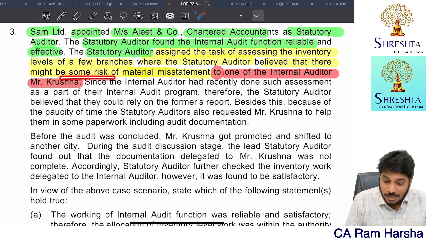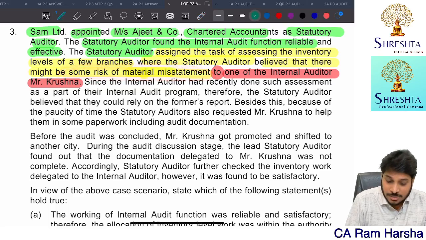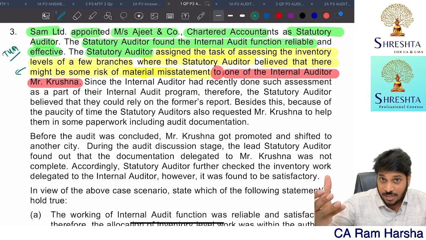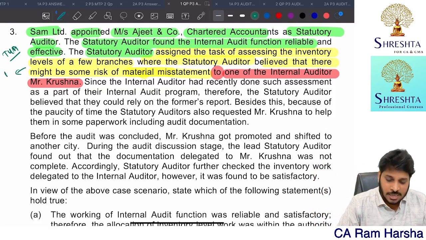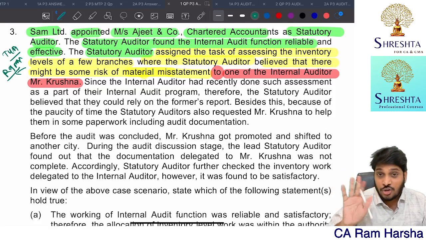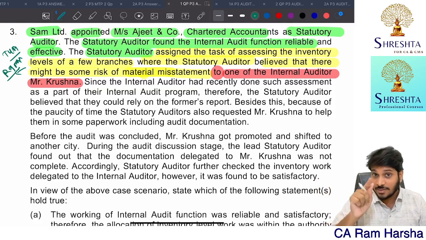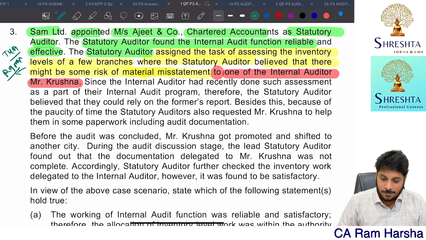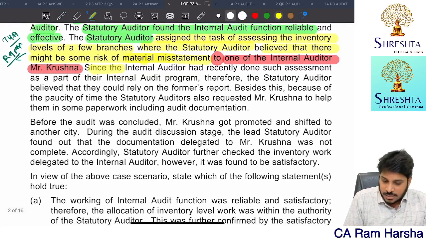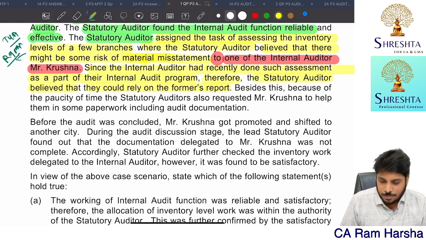So he felt the internal audit function is reliable and wanted to allot inventory levels of a few branches to the internal auditor. And he felt there is some risk of MMS. We have seen using the work of internal auditor, or direct assistance, whatever it is, if the risk of MMS is high in a particular area, we should not allocate the work to the internal auditor. That we have seen already when we were discussing SA 610. Then, since the internal auditor had recently done such assessment as part of their internal audit program, the statutory auditor believed that they could rely on the auditor's report.